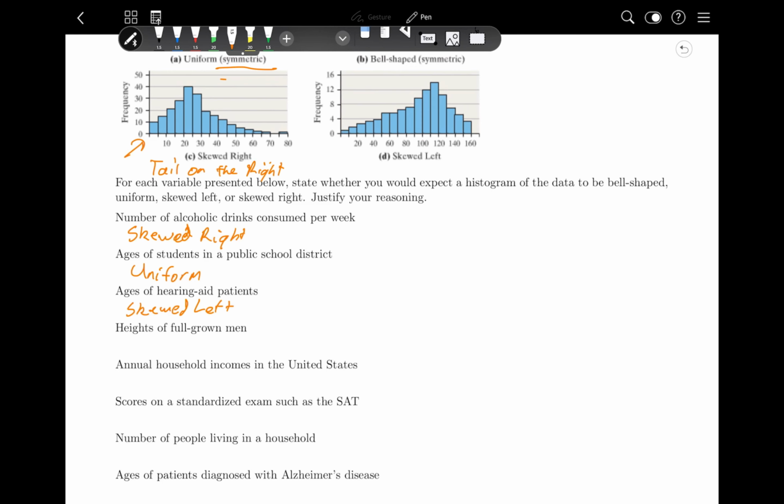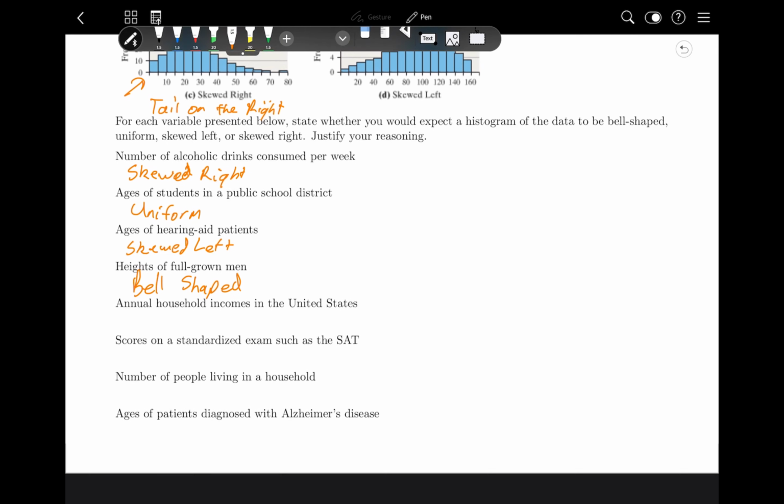And then the last one is heights of full-grown men. Most likely, this is bell-shaped. Most people are going to fall somewhere between 5'5" and 6'5" probably, but then there are some people that are much shorter than that, and there are some people that are much taller than that. So the tails are fairly even in both directions. Okay, so at this point, pause the video and see what you think about these other 4, and then we'll go through them together.